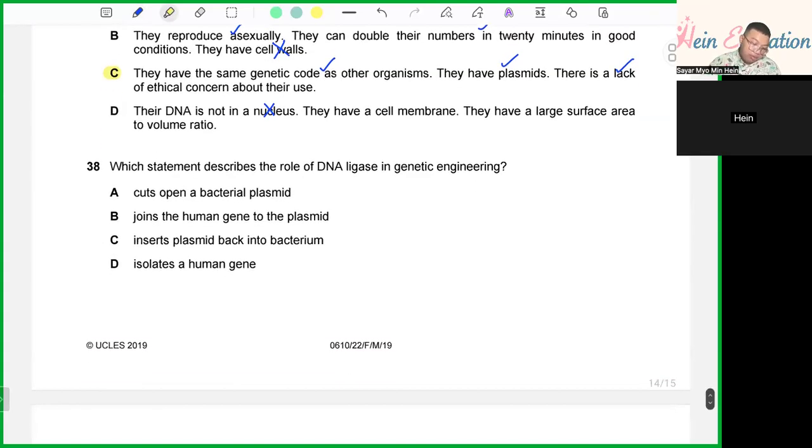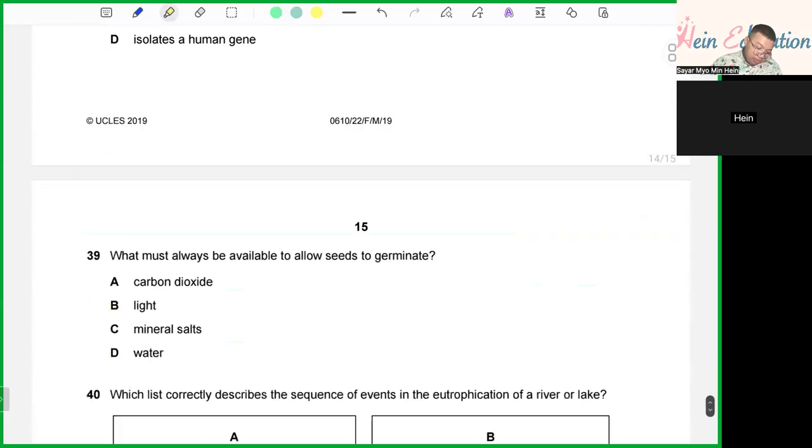Which statement describes the role of DNA ligase? So DNA ligase is for joining. Oh, so it's already there. So the answer is join the human genes to the plasmid.